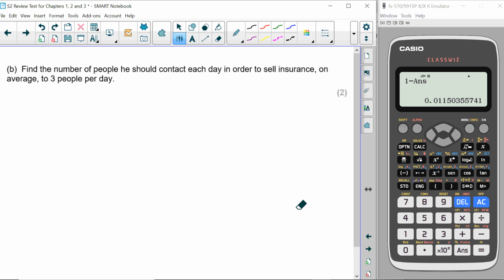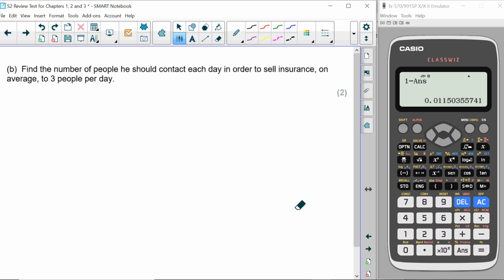Question 2. Find the number of people you should contact each day in order to sell insurance on average to 3 people per day. This is not actually anything to do with distributions or any of the stuff that we generally do in S2. This goes back to GCSE level. We're looking at expected frequency. What we should know is that if I know the probability of an event happening, and I know how many times I'm going to trial it, if I multiply the two together, the number of trials and the probability of the event, that will tell me how many events I would expect.